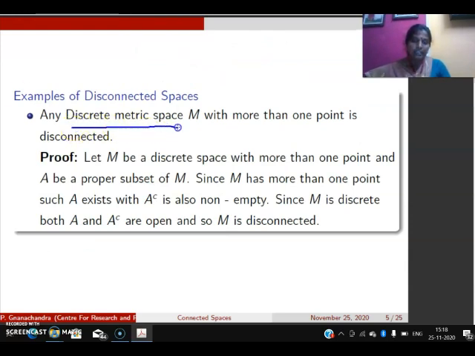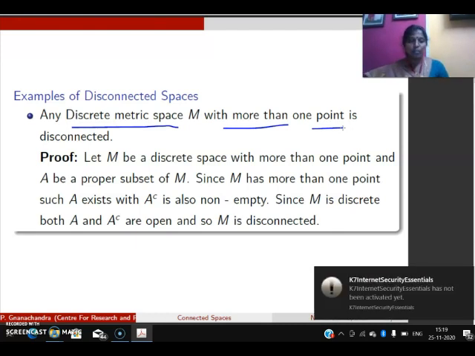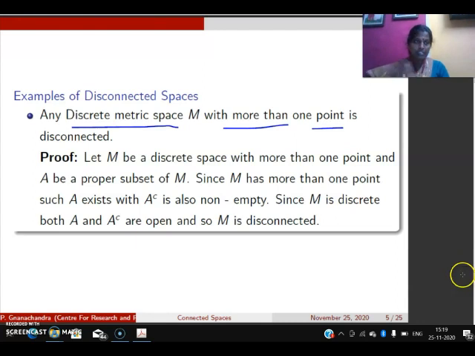Any discrete metric space with more than one point is disconnected. We all know about discrete metric spaces. A metric space is said to be discrete if the distance between points is either 1 or 0. The distance is 1 if the two points are not equal. If the two points are the same, that is x and y are the same, the distance between x and y is 0. So this is a discrete metric space. Another property is that in a discrete metric space, every subset is open as well as closed. All the subsets of a discrete metric space are open as well as closed. So a discrete metric space with more than one point is disconnected.